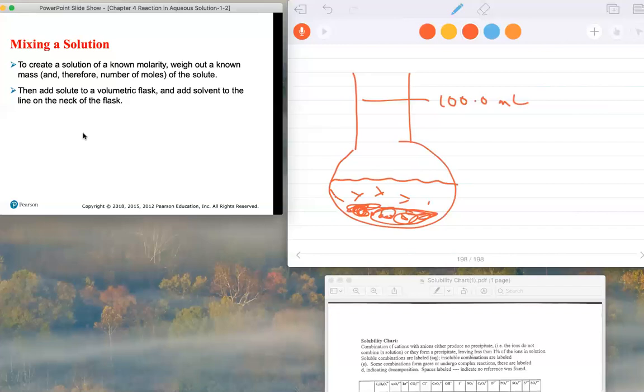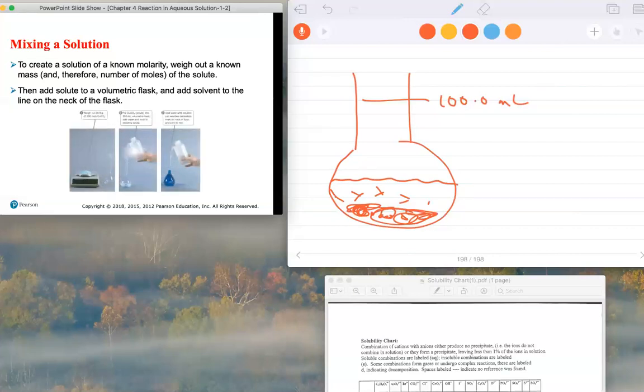You weigh the solute, put it in a flask, dissolve it, and then you adjust the volume to the desired mark. So if you look at what is happening here, you weigh first, transfer it onto the flask, add enough water to dissolve before you adjust the volume to the calibration mark.